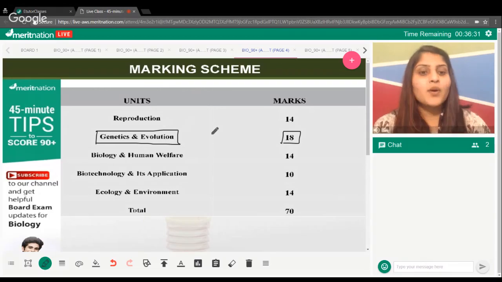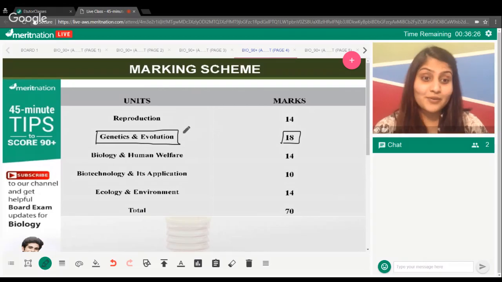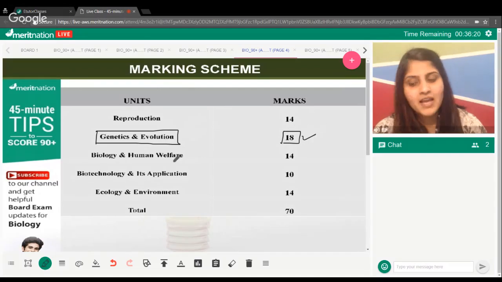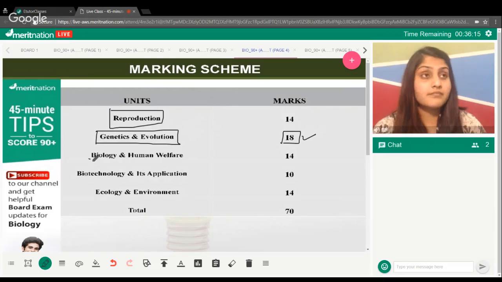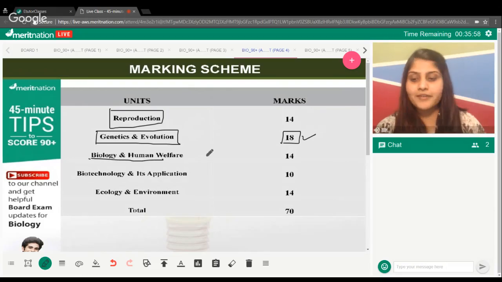So I was telling you about the weightage. Okay, so genetics and evolution, this particular chapter of yours happens to be very heavy. It contains 18 marks. Then your reproduction chapter and biology in human welfare, both of them are placed with equal weightage. Both of them have 14 and 14 marks each.